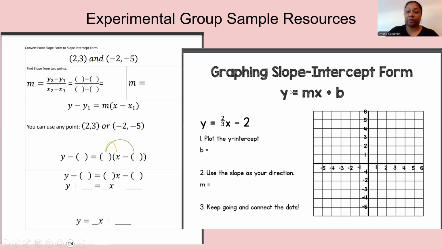Some of the resources that I used for the experimental group were resources that I found on my own, ensuring that they aligned with the standard that I listed previously. This is not all of the resources that were used. These were just 2 that were used during this time. The first resource on the left shows students taking 2 points on a coordinate plane and plugging them into the slope formula to find the slope of a line. The second resource on the right is an empty coordinate plane with a formula, and the goal is for them to graph that line on the coordinate plane.